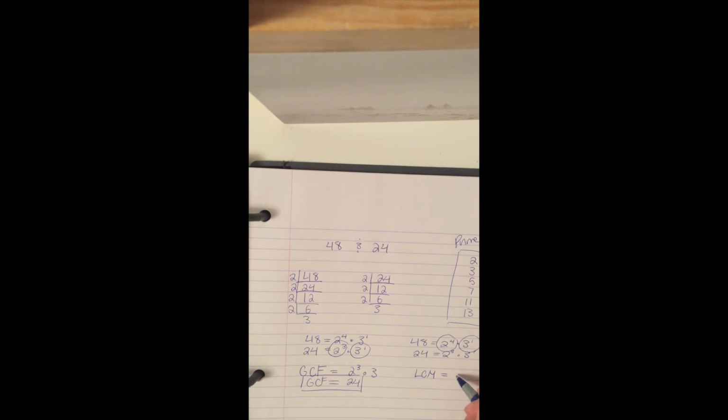If there are two 3 to the power of 1's, then you pick any one. It doesn't matter which one you pick. In this case, I just picked the one next to the 2 to the power of 4. Then you multiply them together, and then you get your least common multiple.